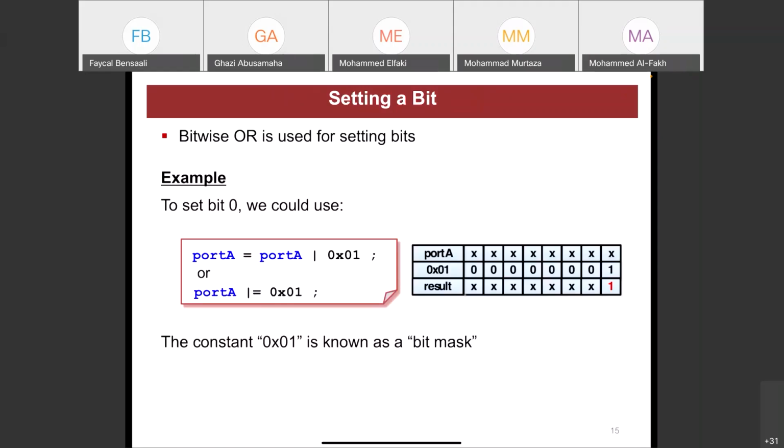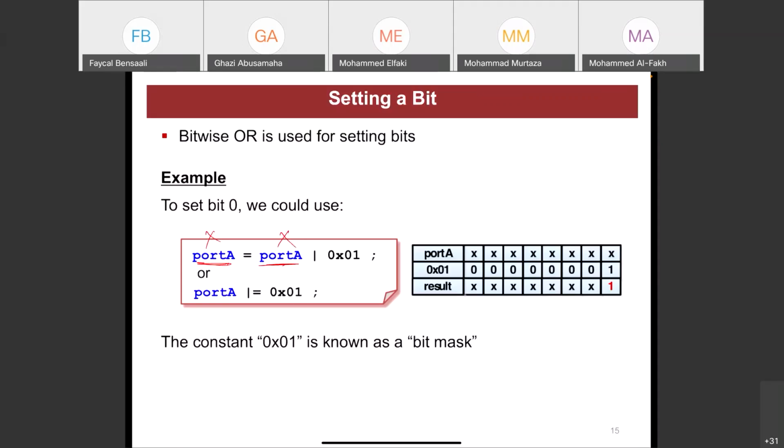Now, how do we use them to, for example, set a specific bit? If I get an input, and I want to change just one specific bit in my code, so set it to 1, how do we do this? We use the bitwise OR operator. For example, to set bit 0 of port A, which is like a variable in your code, it could be X = X OR 001.